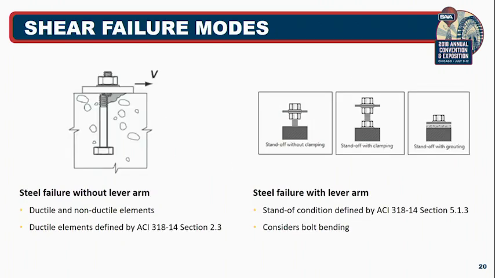Similar to the tension failure modes, you do get shear failure modes as well when the nominal capacity of that anchor is reached. So steel failure without a lever arm is basically when, like with the tension condition, the steel actually ruptures, causing the anchor to fail. Steel failure with the lever arm is applicable to those cases where there's a standoff condition. So here, what happens is there's a flexural failure that occurs. You can have standoff without clamping, standoff with clamping, or a grouted connection, but all of these could result in a flexural failure of the anchor system.